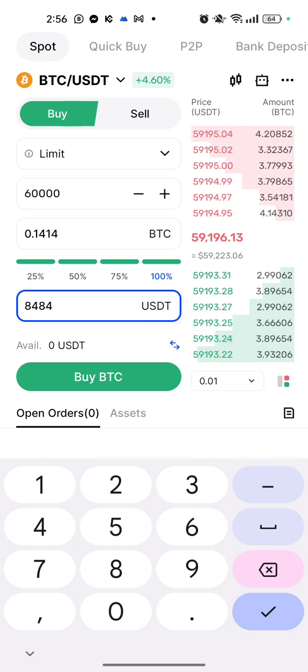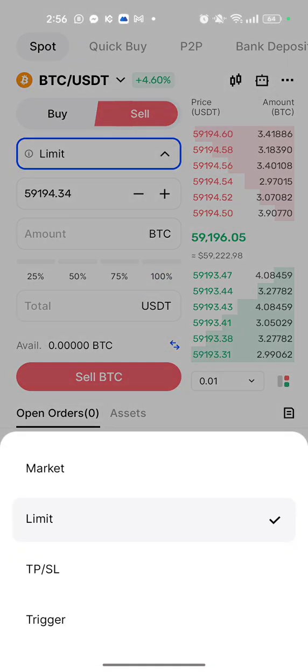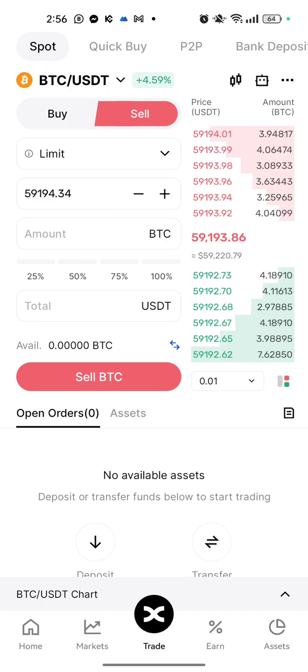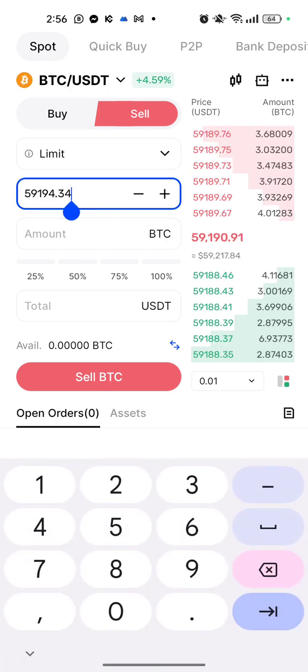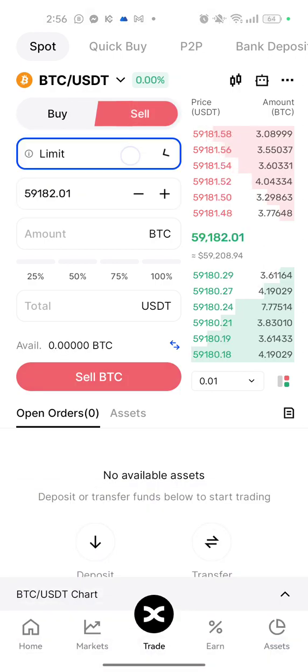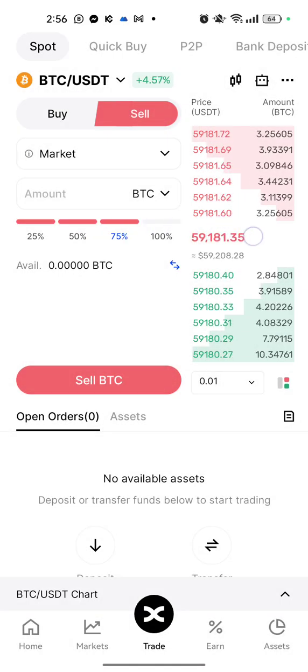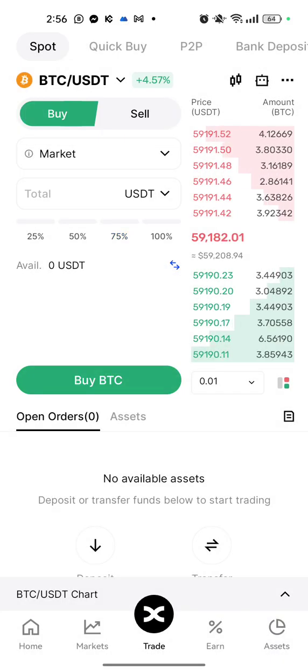And then if we want to sell, click on sell. If we want to sell at limit, then limit. And if we want it to sell automatically when it reaches 65,000, then select 65,000, then buy. And if we want to buy at market price, then we select market price, and in this case we sell at market price and buy at market price.